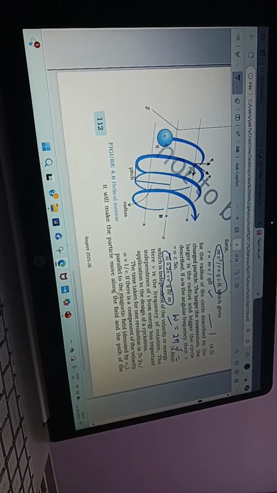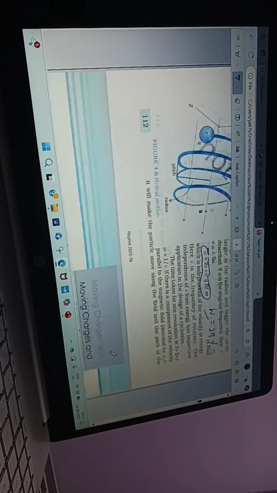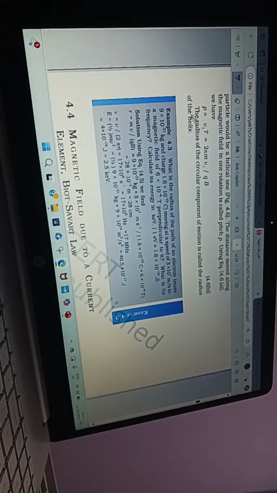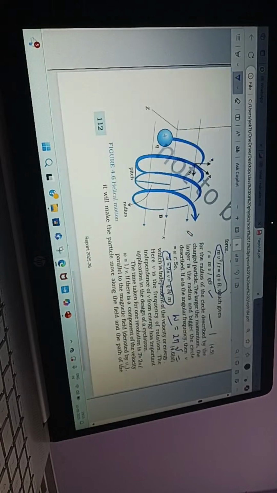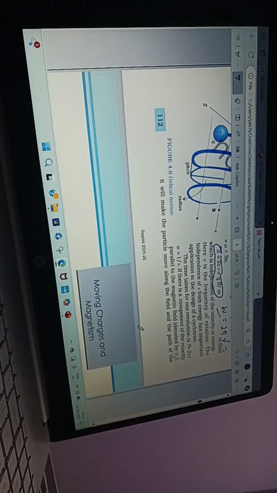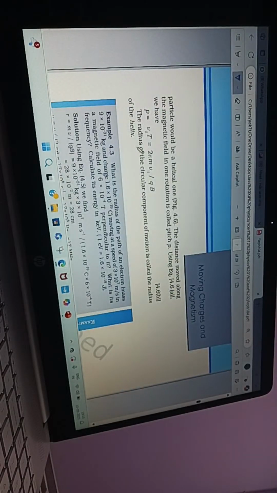That pitch also you did. Pitch, sir: pitch is this one. Pitch is equal to horizontal distance. Horizontal distance is equal to horizontal velocity into time period. Time period we calculated just now. Time period is 2 pi by omega, so 1 by nu. That 2 pi by omega you can substitute here, and you will get the pitch value.